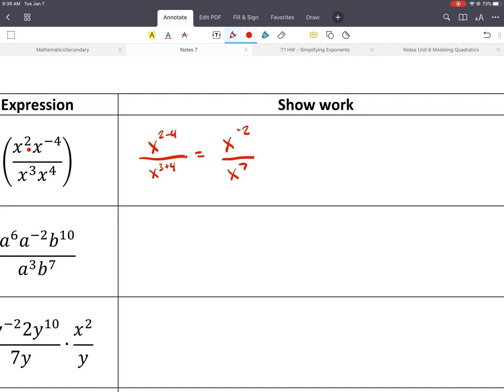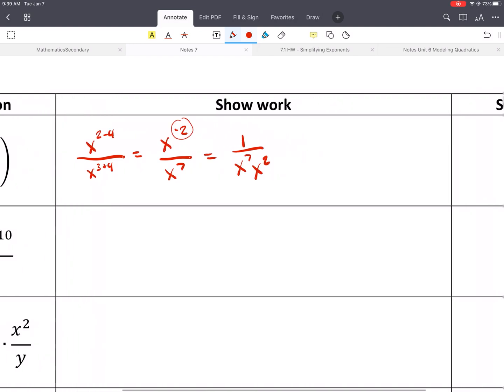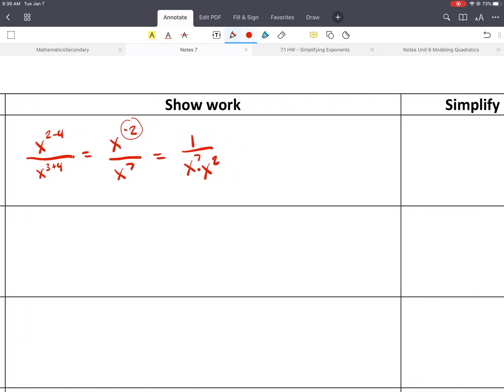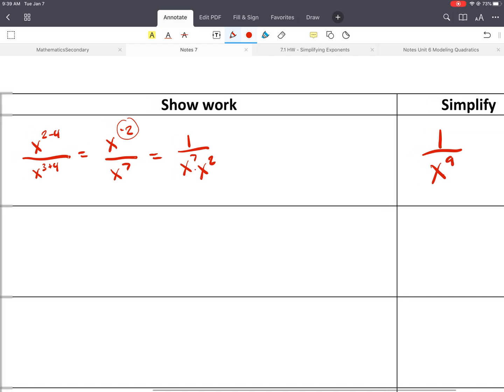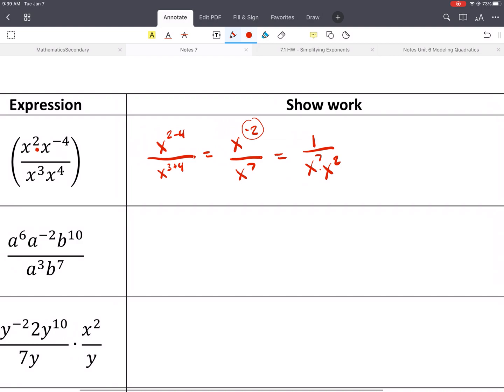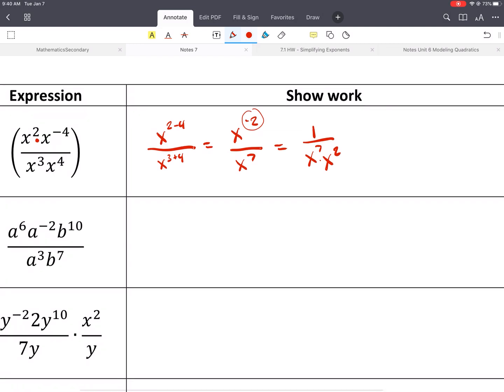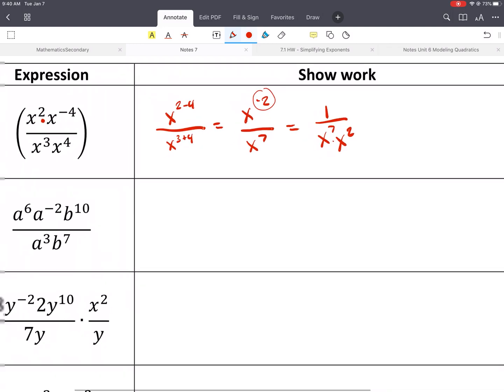Okay? And then we always want to take care of any negative exponents. So since this is a negative exponent, we want to bring it down to the bottom. So that would be 1 over x to the 7th, x squared. And then since they're multiplying, we'll add those exponents. So that would give us 1 over x to the 9th. And since everything is either being multiplied or divided, it really doesn't matter what order you do things, as long as you do it correctly. All right, let's do another example.